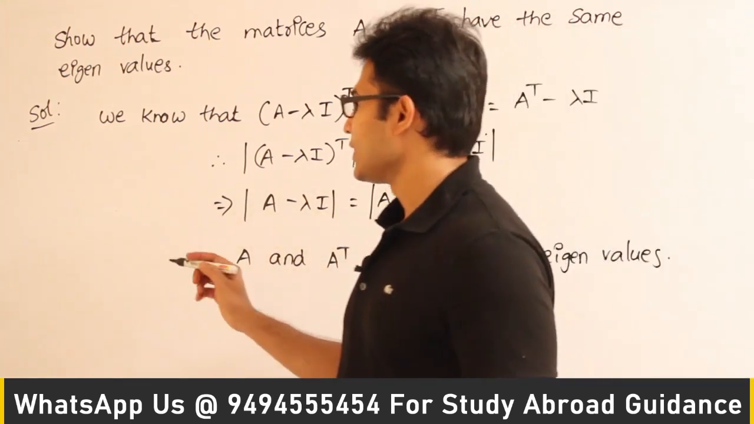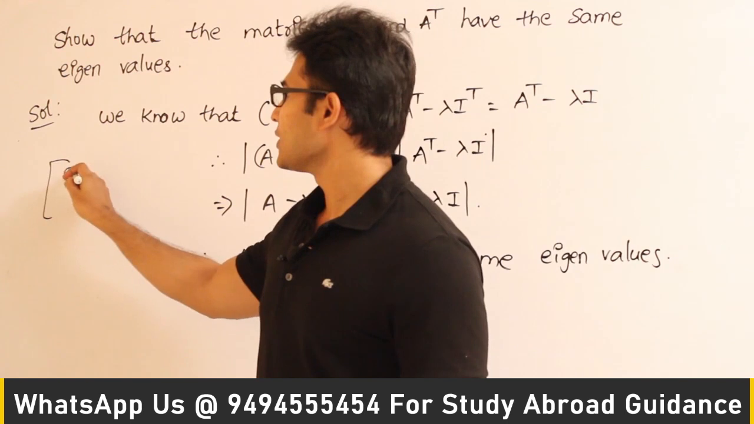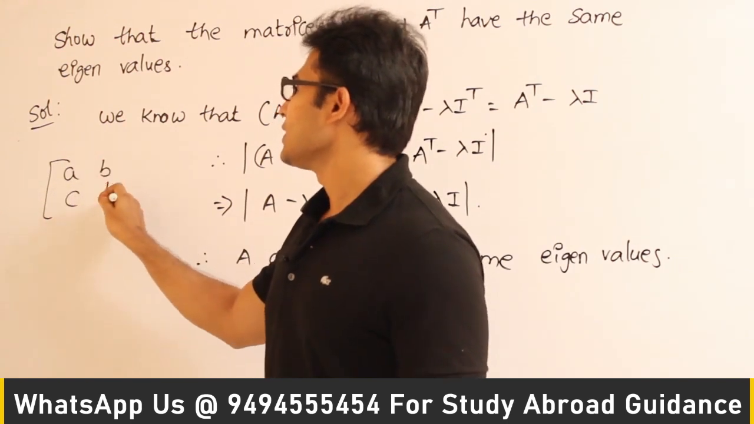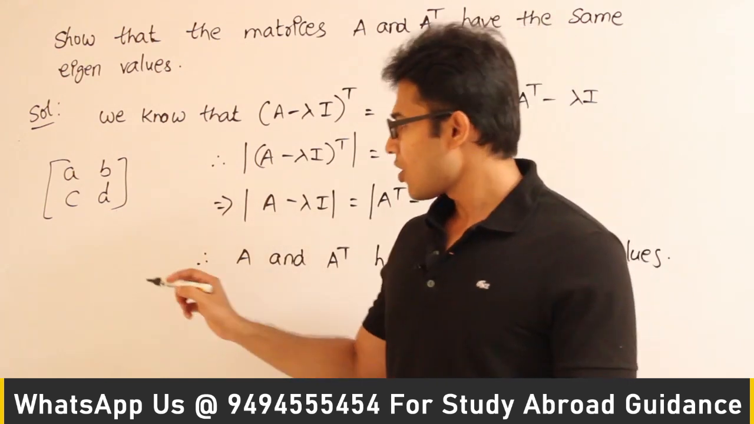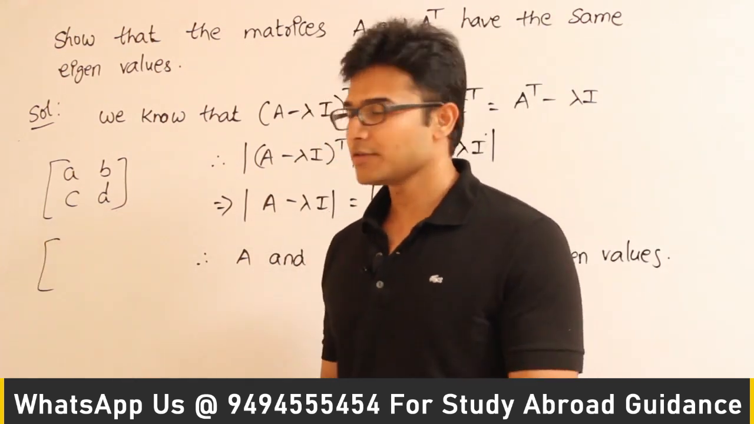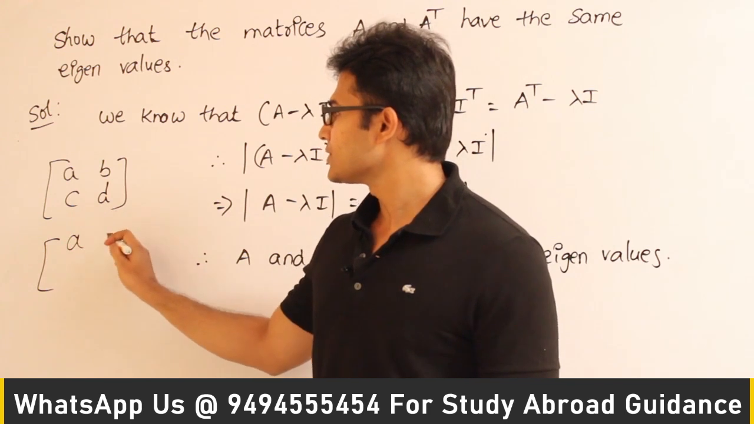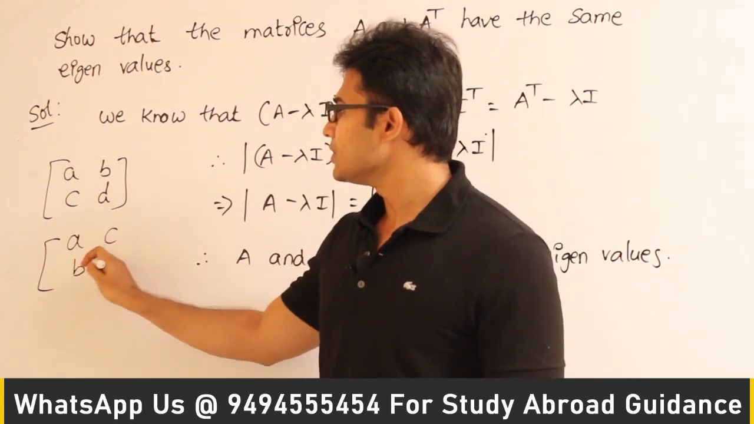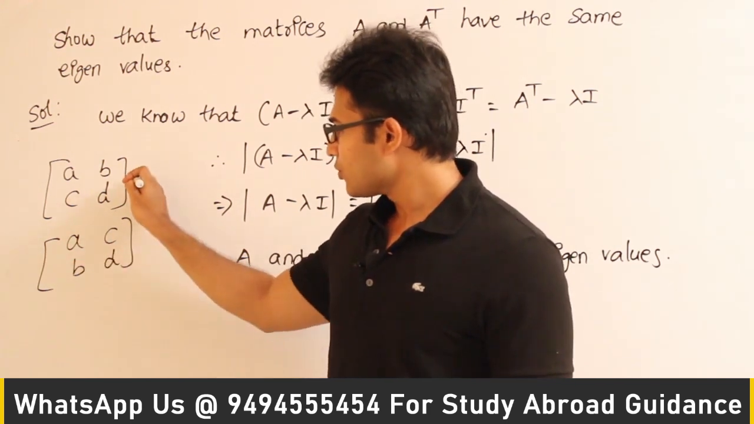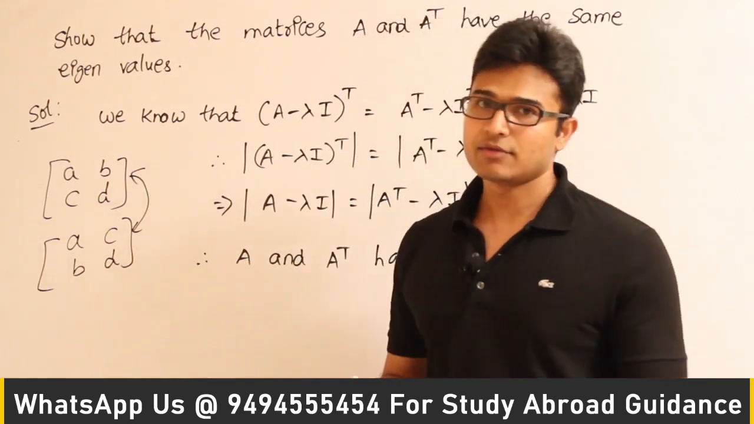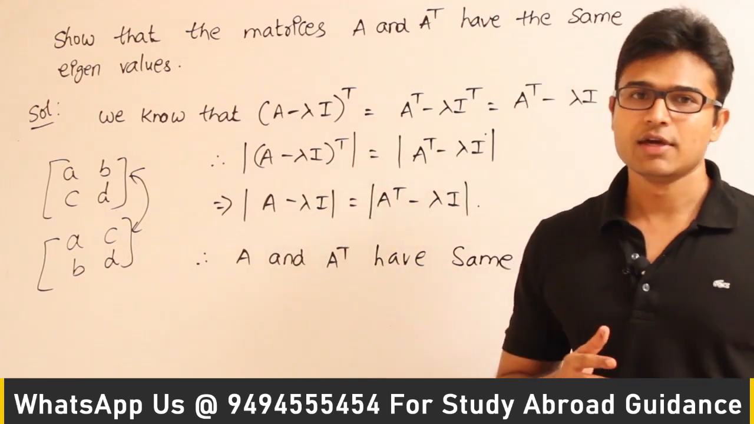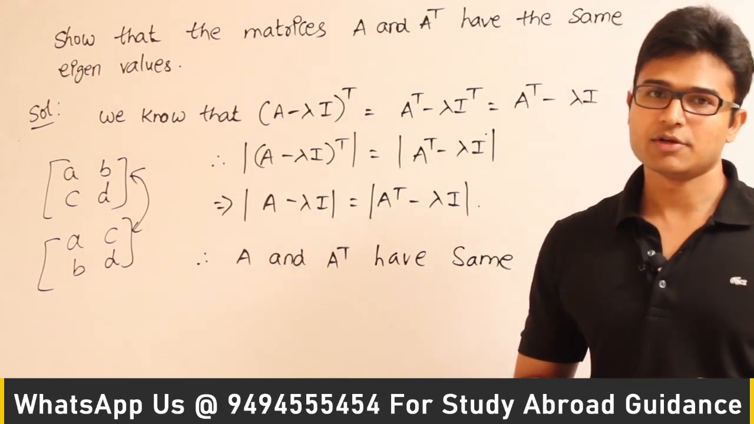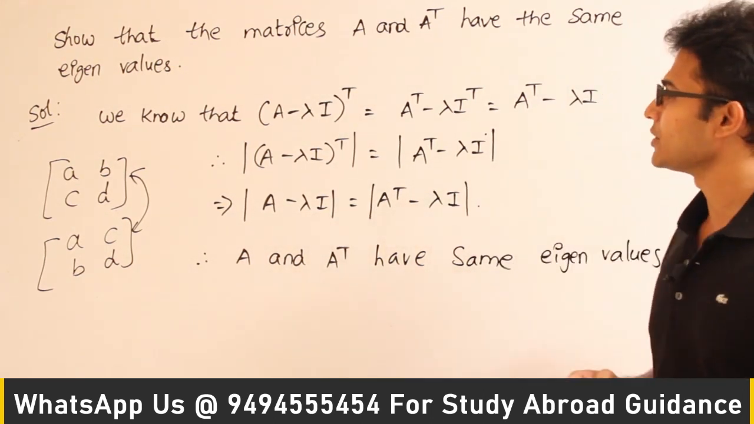For example, if you have a matrix [A, B; C, D], and you try to find the eigenvalues of this matrix, or you try to find the eigenvalues of its transpose, [A, C; B, D], both of them will give the same eigenvalues. The proof is interesting. I'll just use the basics of matrix algebra to prove it. Just try to follow this.